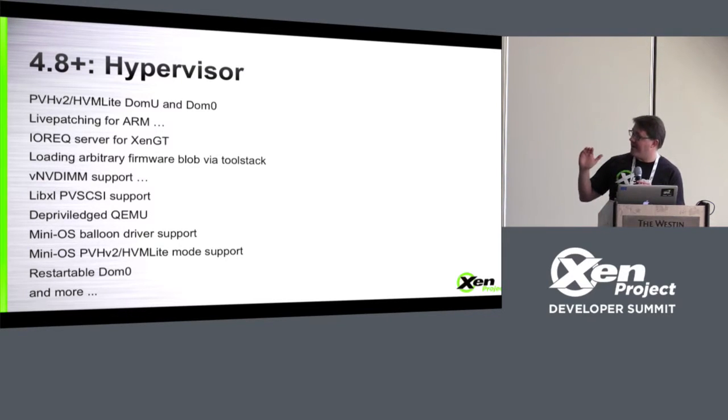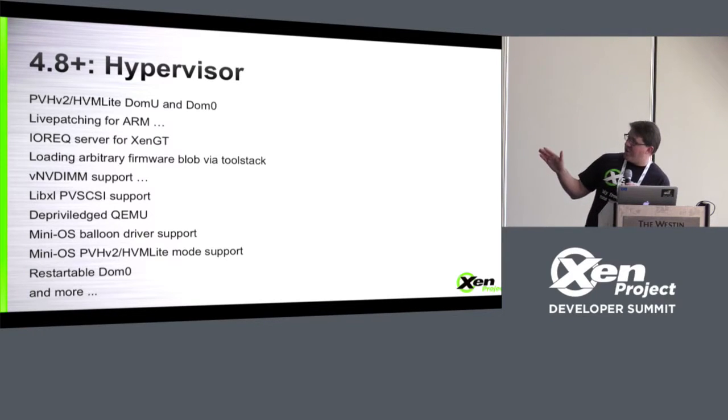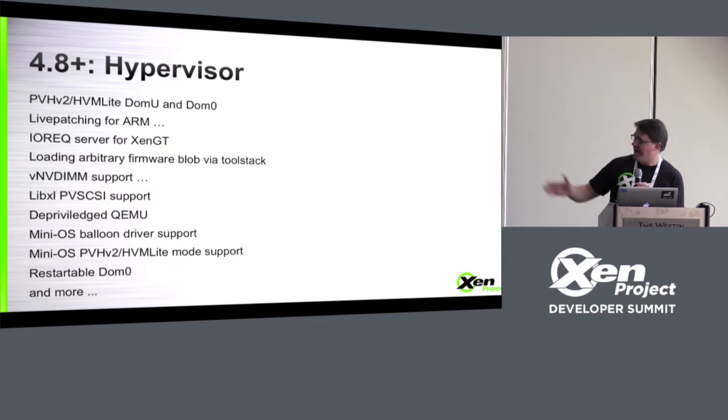NVDIMM support, people working on PV-SCSI support. Deprivileged QEMU is a really big thing that I think is important. At this point there's still a lot of design discussion that needs to be sorted out about how to do that right, so I would be pleasantly surprised if it made it in by October, but I'm not going to hold my breath. And a number of other things that are going on.